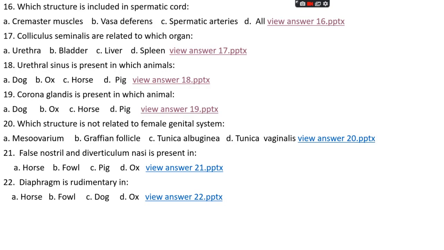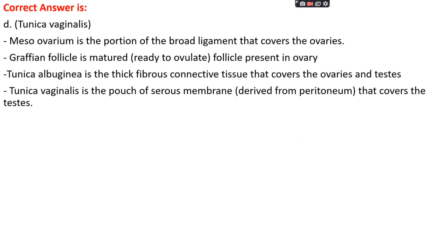Question number 20. Which structure is not related to the female genital system? Option A, mesovarium. Option B, Graafian follicle. Option C, tunica albuginea. Option D, tunica vaginalis. The right answer is option D, that is tunica vaginalis.